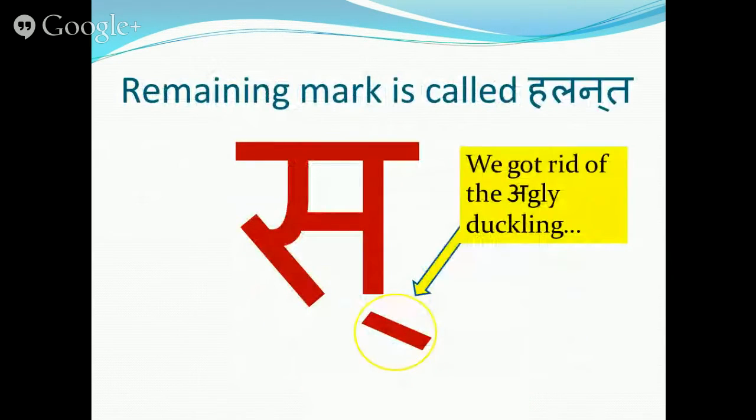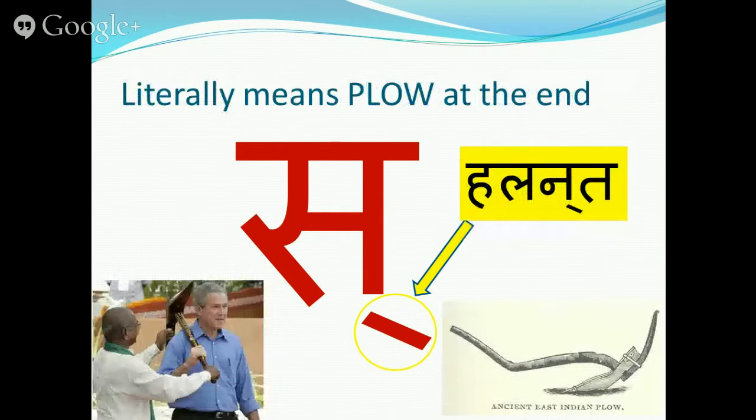And what's left is this little mark called the halant. And the halant is the mark left to let you know that we got rid of Ugly Duckling. And so this is no longer sa. This is s. Interesting, isn't it? Halant literally means plow at the end. We plowed away or chopped away the a. So this is now s.